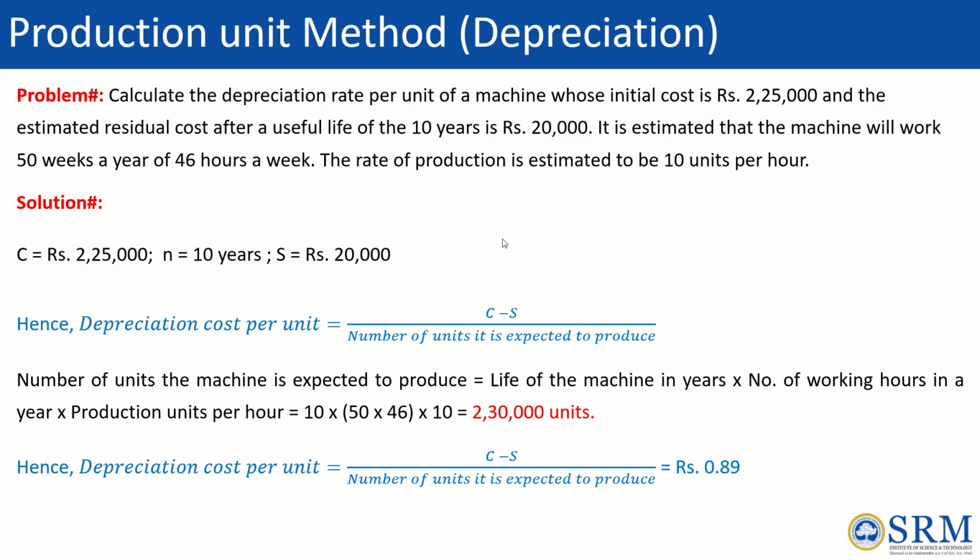Okay, first we calculate the total lifetime units the machine is expected to produce over its 10-year lifespan. So the number of units the machine is expected to produce is the life of the machine in years into number of working hours into production units per hour. 10 into 50 into 46 into 10, that is 2,30,000 units. Then we plug into our formula to find out the unit depreciation cost. This gives a value of rupees 0.89.